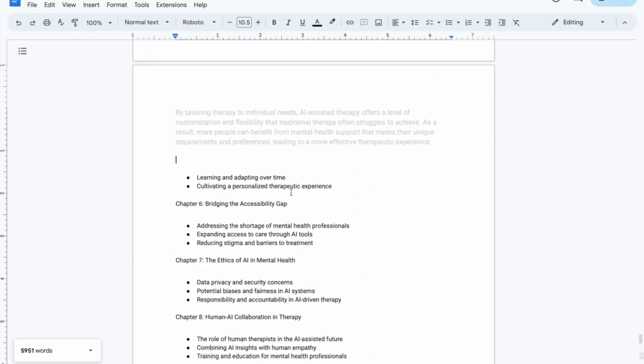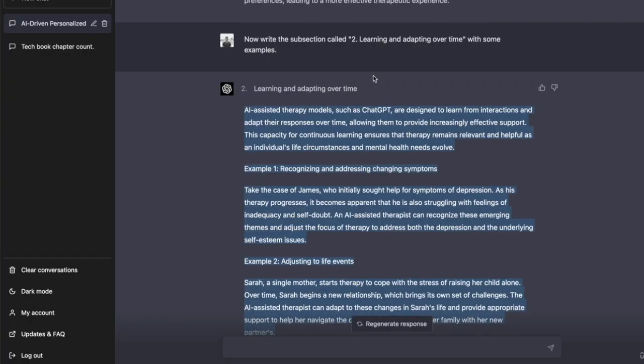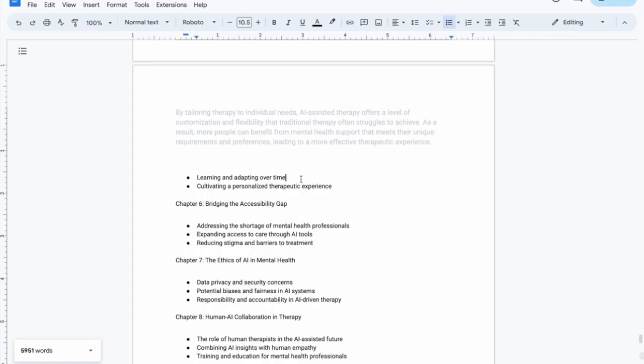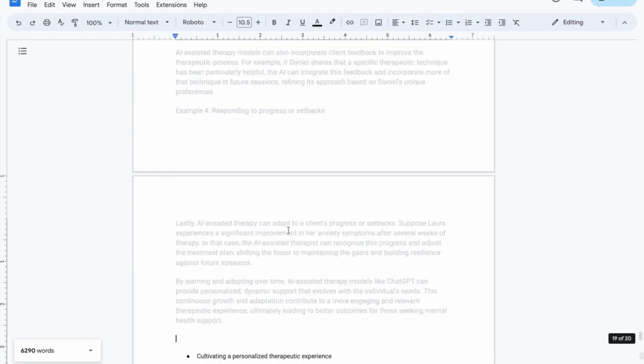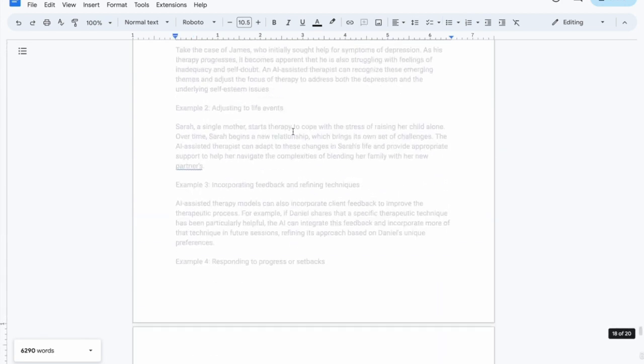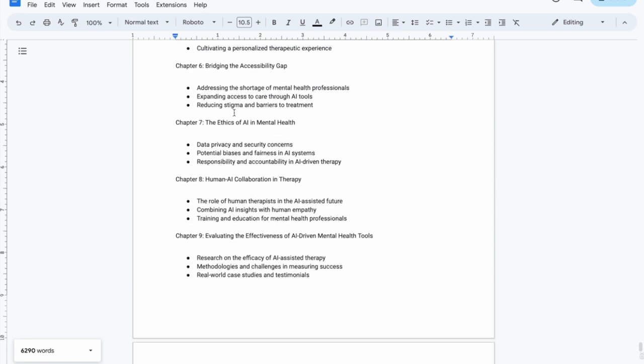Now I've been continuously writing, so we're now at chapter 6, learning and adapting over time. Actually, we're finishing chapter 5. In the meantime, I'll just continue writing because it's mostly just copy paste. I will keep you updated on the progress.